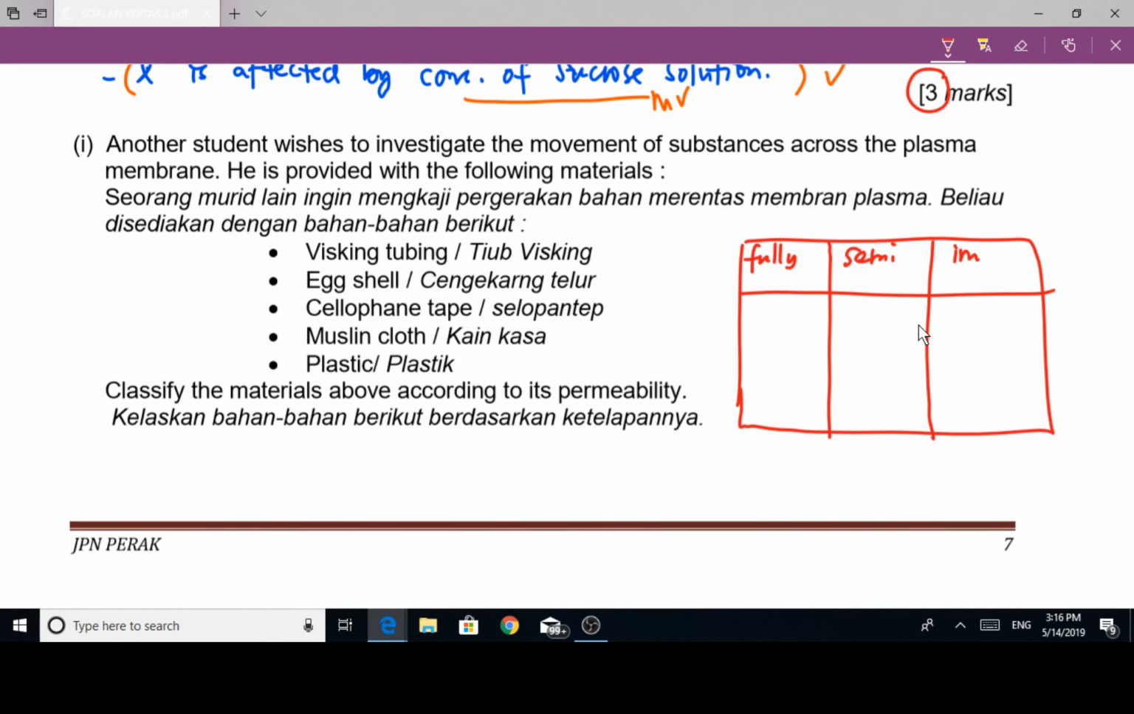Now a visking tube is definitely semi-permeable. Eggshell is fully permeable to all fluids. Cellophane tape, since it is plastic, I would say that it is impermeable to all fluids. Masking cloth is actually fully permeable to all fluids, and plastic is again impermeable. So if you got all of them right, ticks, 3 marks are given to you.